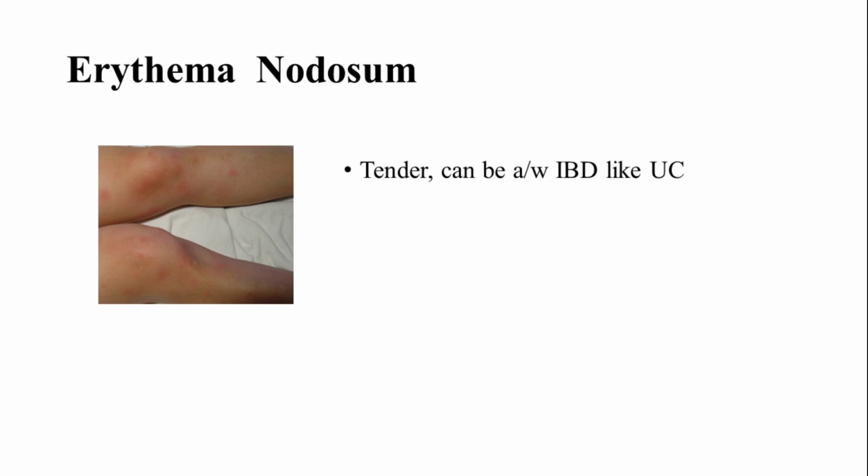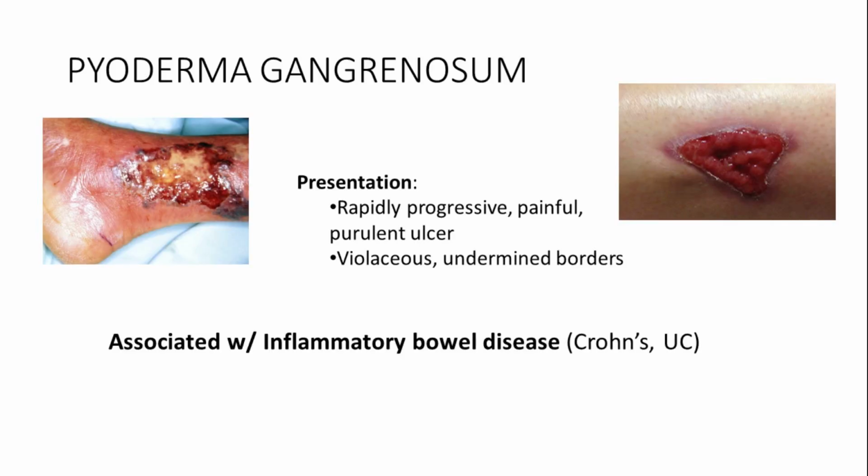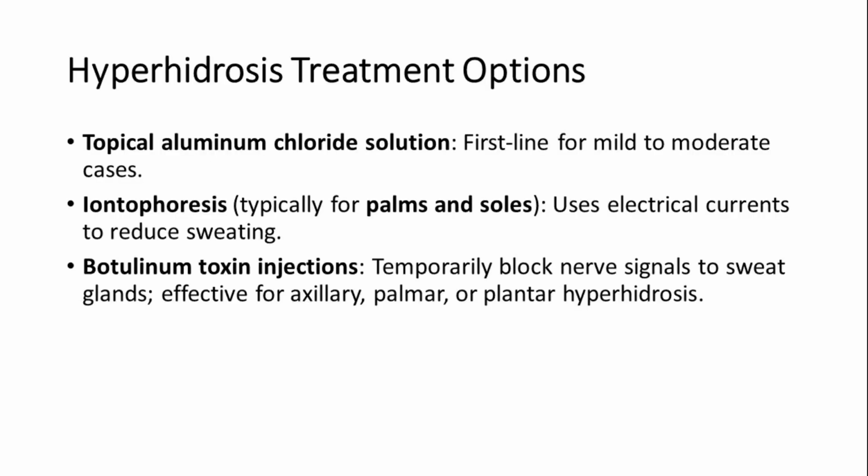Erythema nodosum is characterized by tender nodules and can be associated with inflammatory bowel diseases like ulcerative colitis. Pyoderma gangrenosum is a rapidly progressing, painful ulcer with violaceous borders, often linked to inflammatory bowel diseases such as Crohn's and ulcerative colitis. For hyperhidrosis, treatments include topical aluminum chloride, iontophoresis for palms and soles, and botulinum toxin injections to block nerve signals.